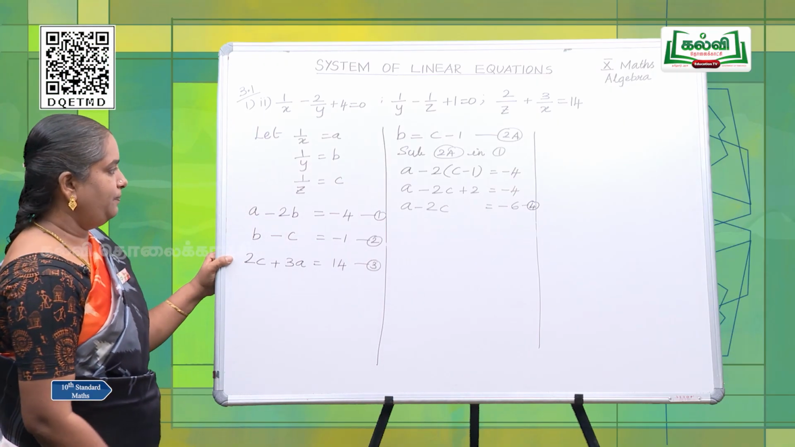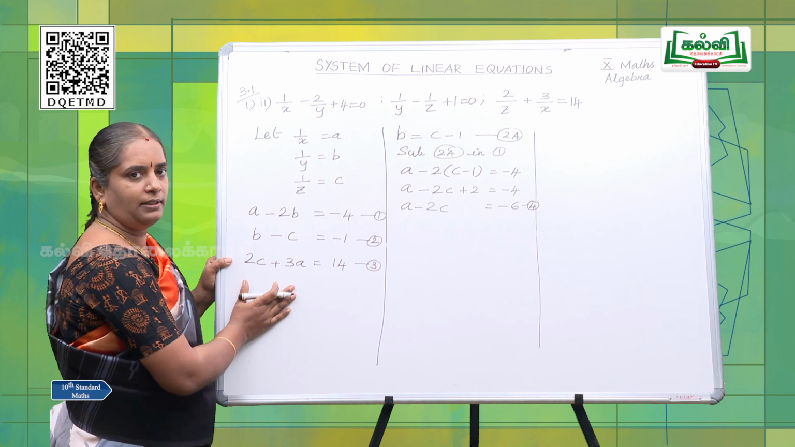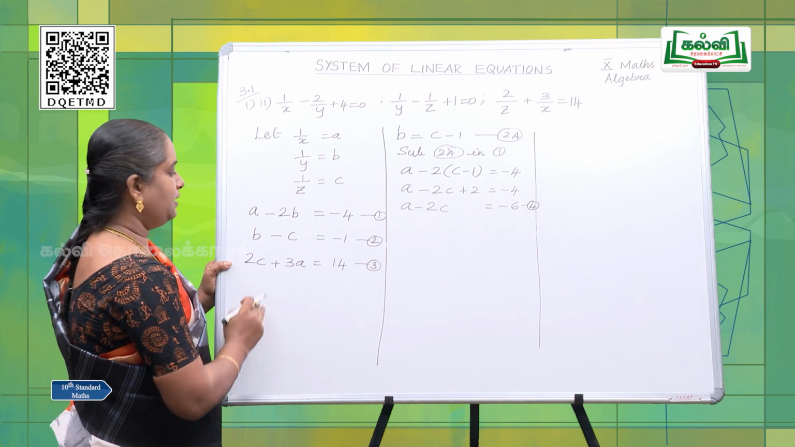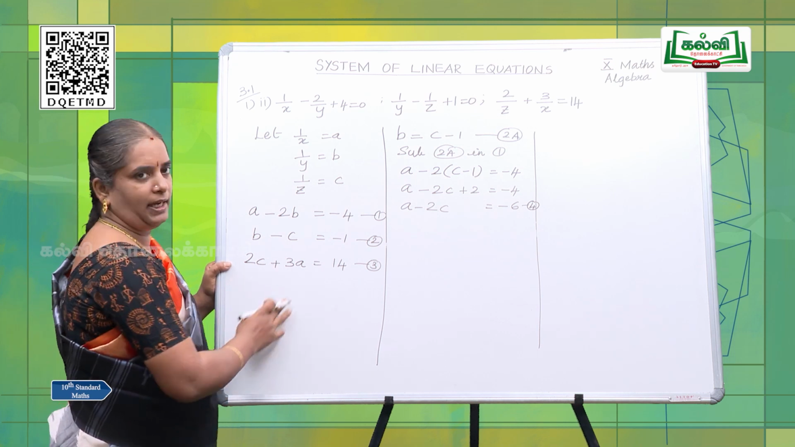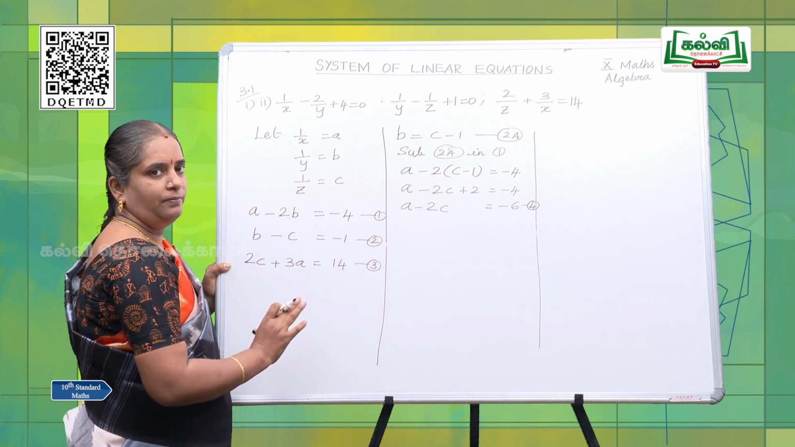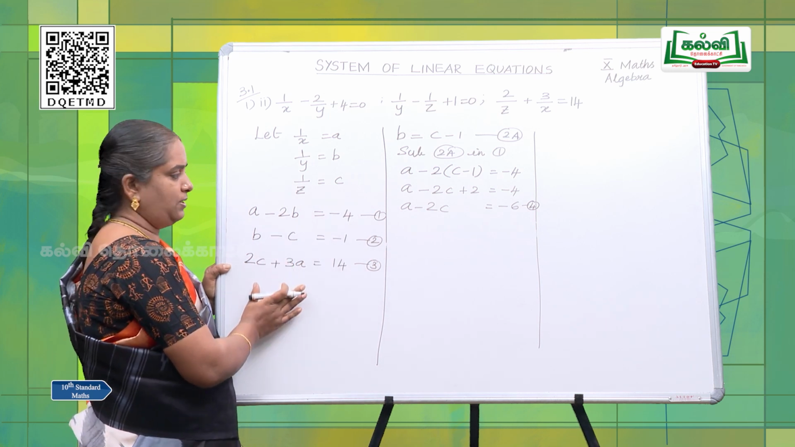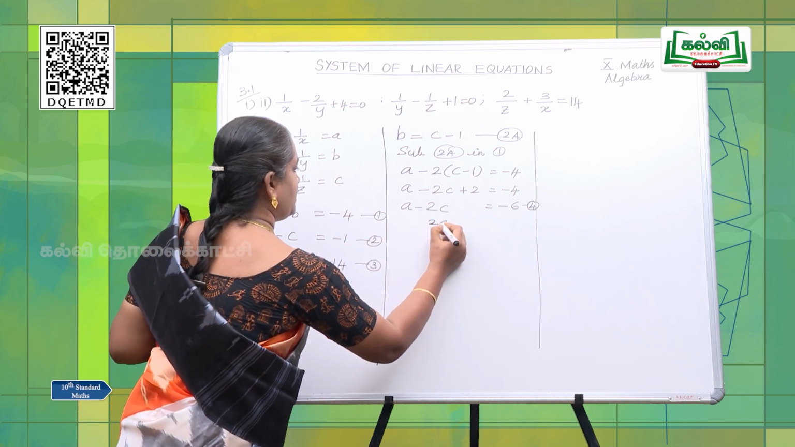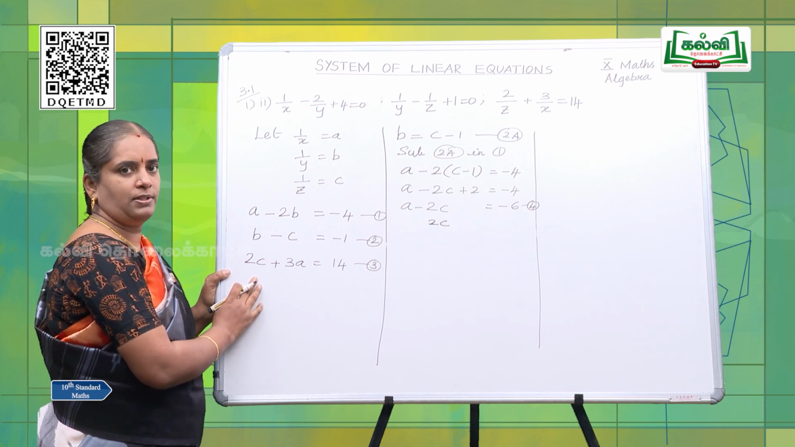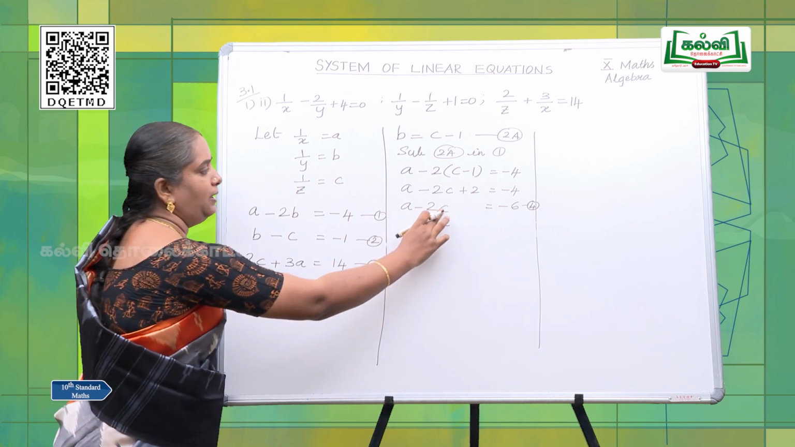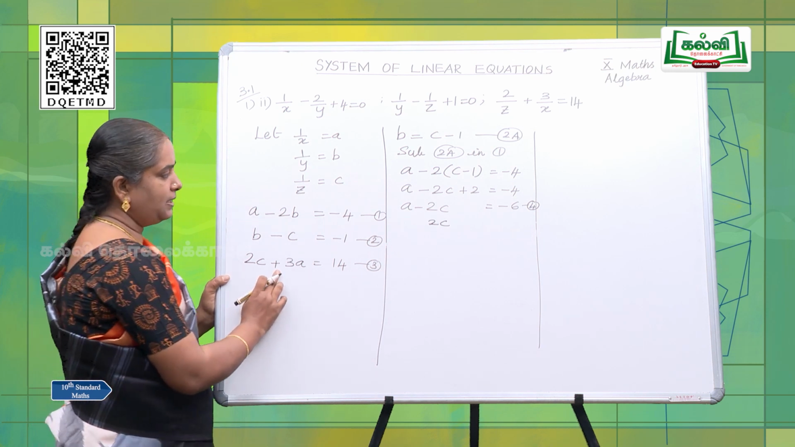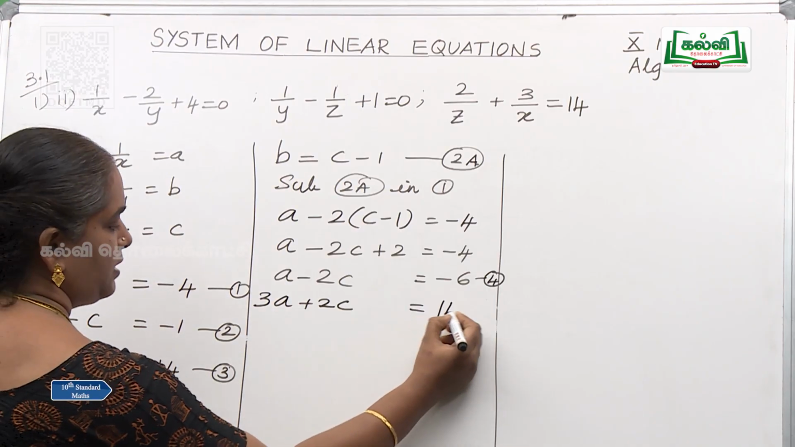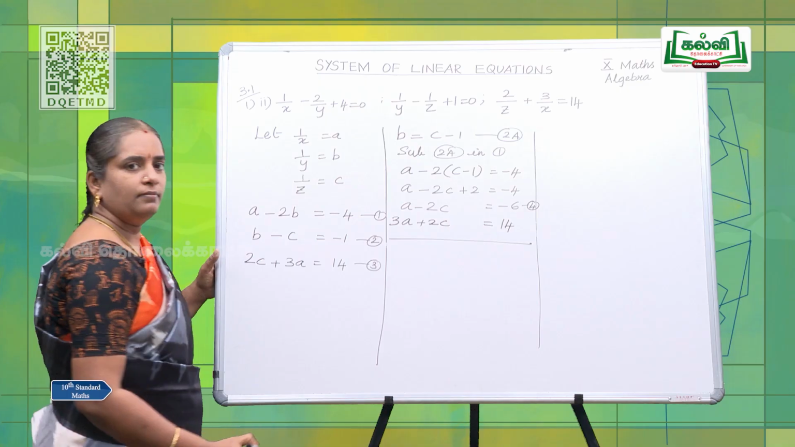This is our fourth equation, and we can observe the fourth and the third equation. So, we can solve these two using elimination. The third equation is 2c plus 3a, and here we have minus 2c plus a. So, we can have the equation without any change. Let us write the variables under the like terms: 2c under the c term, plus 3a. So, 3a plus 2c is equal to 14. So, we can solve by adding.